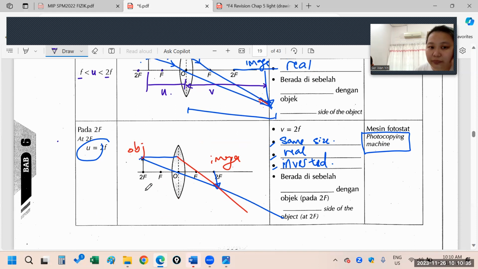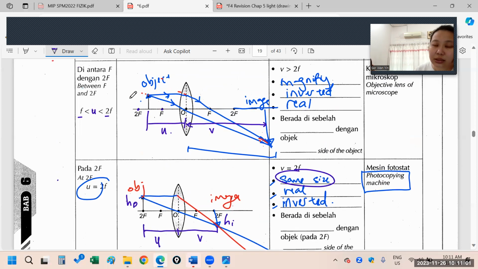Now this one, the same thing. This is object to the optical center, it's U. This is the image. You will find out these two, U and V, are the same distance. So the height of object will equal the height of image. Same size. Now this one also the same thing. This is height of object. This is height of image. So you can see V longer, height greater.